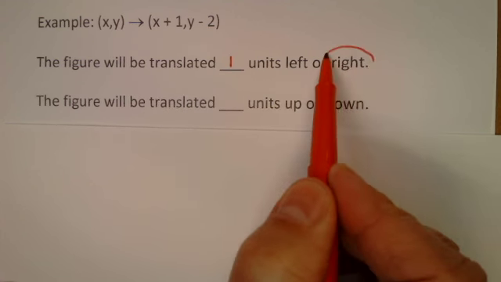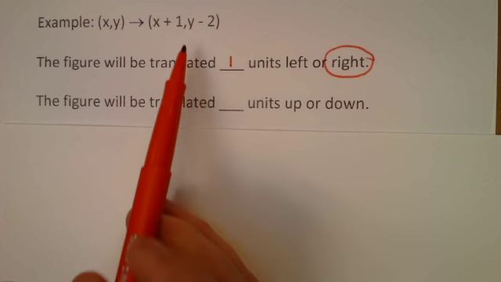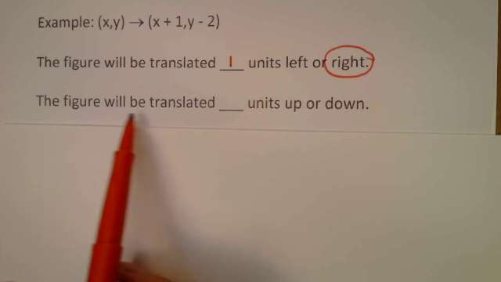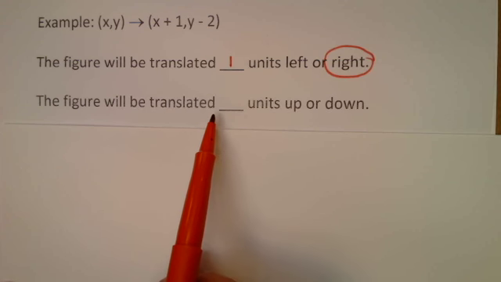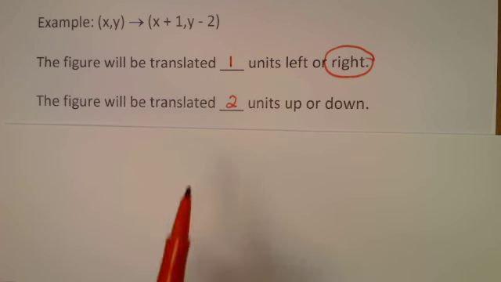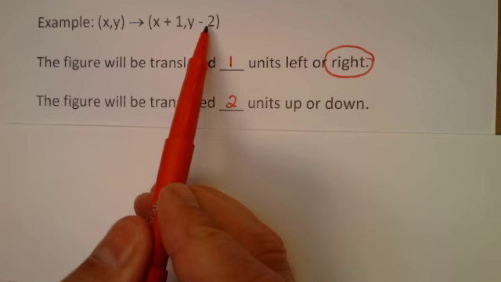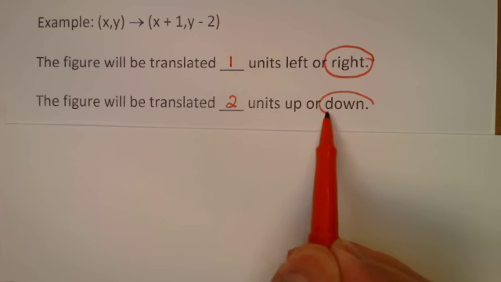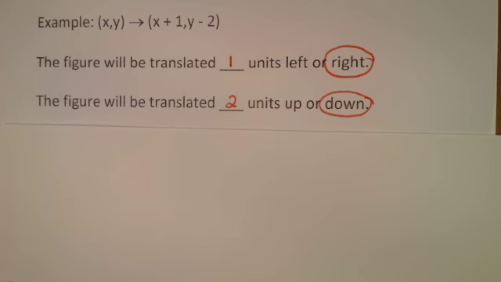The figure will be translated up or down. Okay, I need to look at the y to determine whether or not it's going to go up or down. How many units is it going to be translated first? 2 units. Is the 2 positive or negative? The 2 is negative. That means it's going to be moving down 2 units.